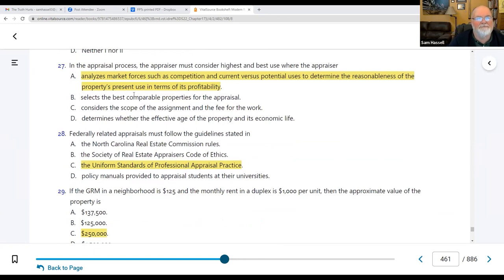Number 27. In the appraisal process, the appraiser must consider highest and best use when the appraiser A, analyzes market forces such as competition and current versus potential uses to determine the reasonableness of the property's present use in terms of profitability, right? So he's got to look at all of those market forces. What do we need, right? I don't need to build a high rise when I need green space or need a medical plaza or something else like that.